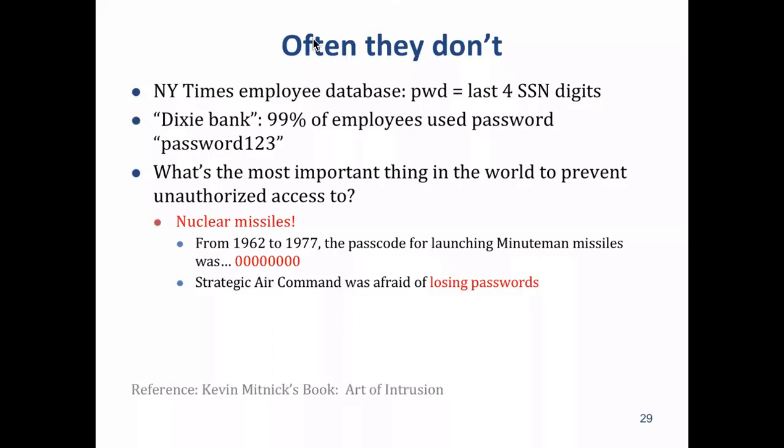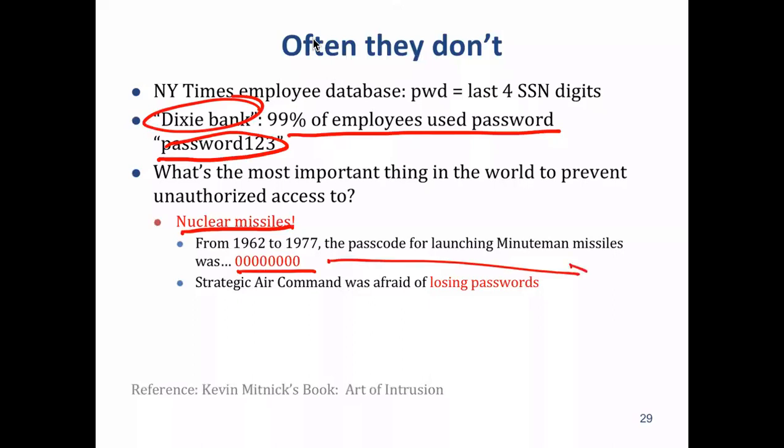All right. So, for example, 99% of employees use a password like password123 in some bank. And it was found that firing a nuclear missile requires a password, and that password was just a number of zeros. Why so? What is the reason? Because they were fearful that if they keep a complicated password, it will be forgotten. So this fear of losing the password made them keep a very simple password, which is actually a great threat.